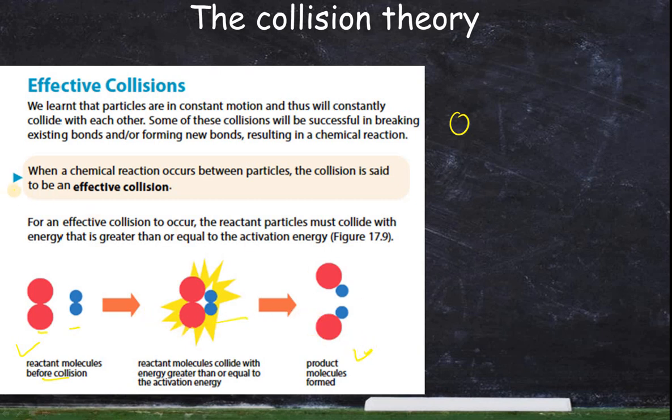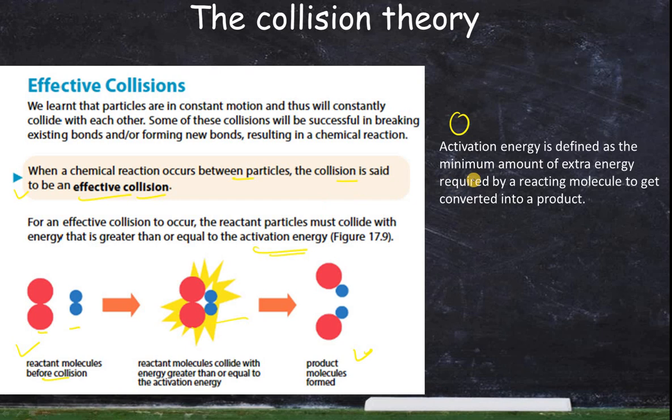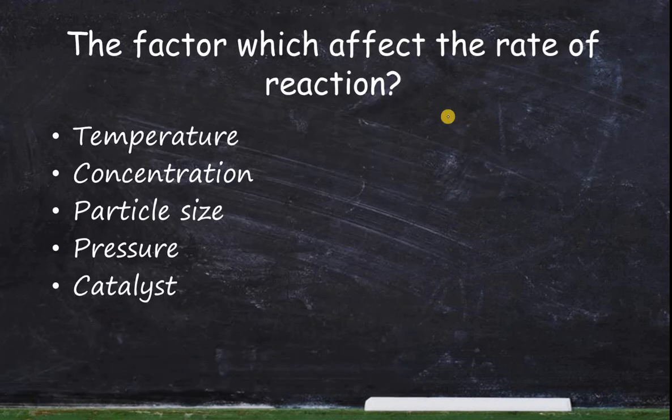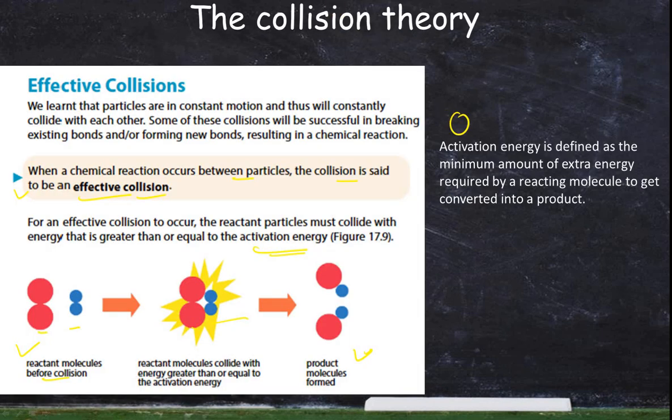Collision theory says that when a chemical reaction occurs between particles, the collision is said to be an effective collision. Effective means that if they are colliding, you should see the products, and they should overcome the minimum energy required for the reaction, which is called activation energy. What is activation energy? Activation energy is defined as the minimum amount of energy required for a reaction to occur.